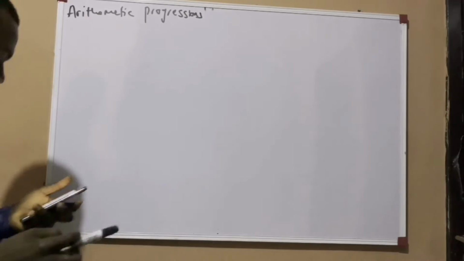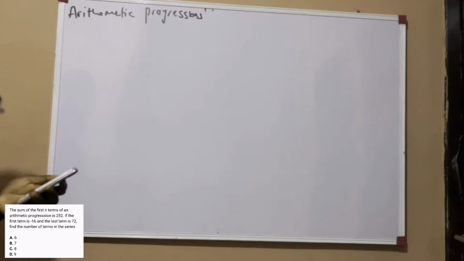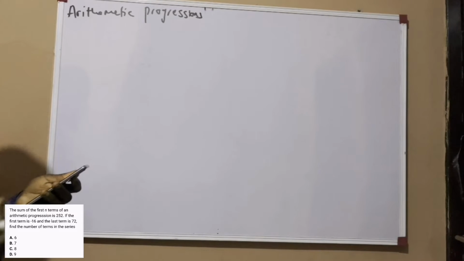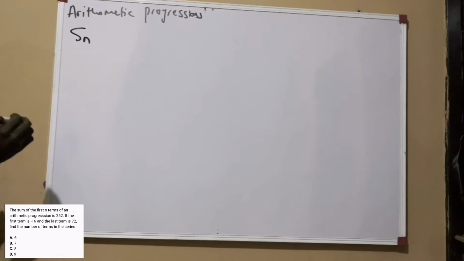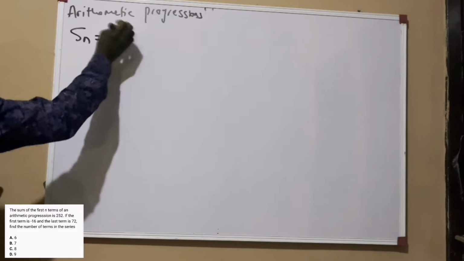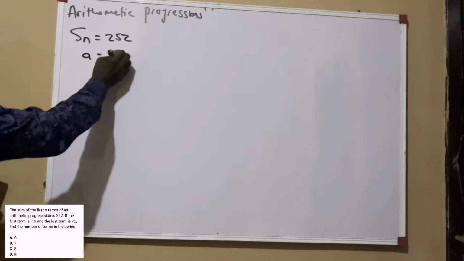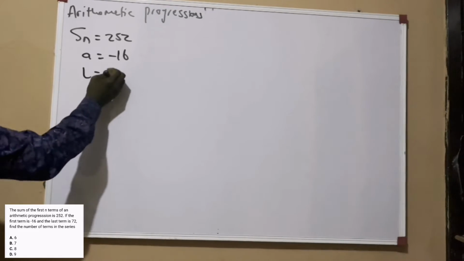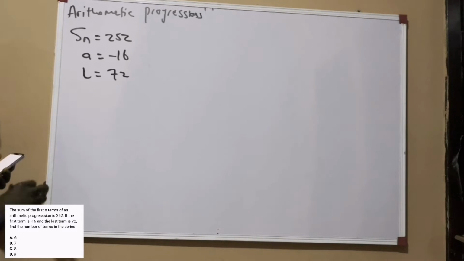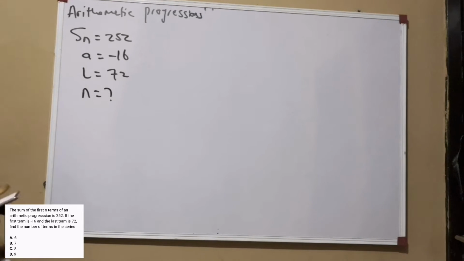Question number 2 says, the sum of the first n terms of an arithmetic progression is 252. Now when you say sum, it means Sn is 252. If the first term is minus 16, meaning A is minus 16, and the last term is 72, meaning L is 72, find the number of terms in the series, meaning in this question, we are asked to look for N, the number of terms in the series.